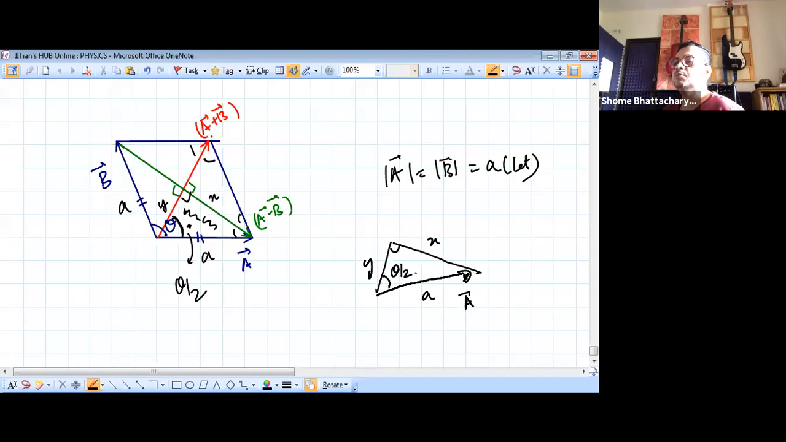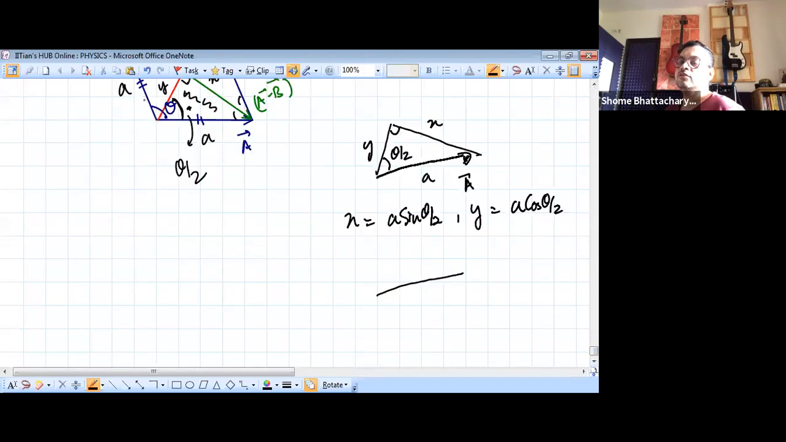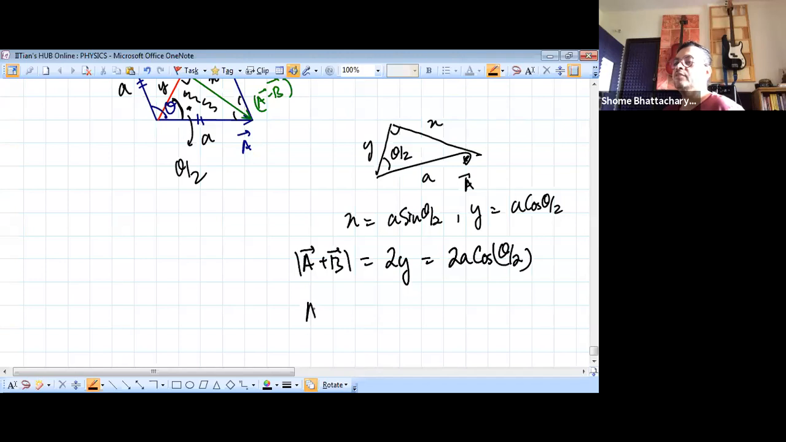And this angle is how much? Theta by 2. So X is how much? It is A sine theta by 2. And Y is how much? It is A cos theta by 2. Now look in your whole figure. You have four such triangles. So in that figure, mod of A plus B, in my diagram, you will see is 2Y. So it is 2A cos theta by 2. And mod of A minus B is 2X. So it is 2A sine theta by 2.